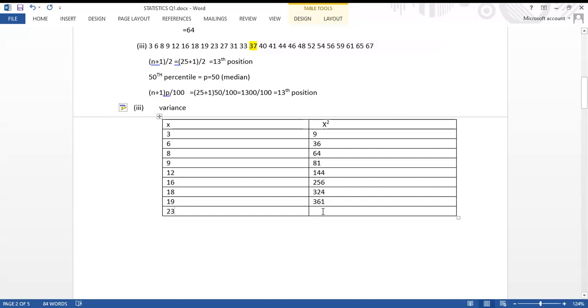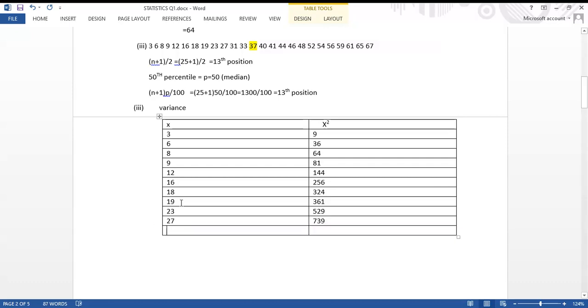23 squared. Yes, I can, sir. 529. Okay. The next one is 27 squared. 729. Awesome. Then the next one is 31 squared.